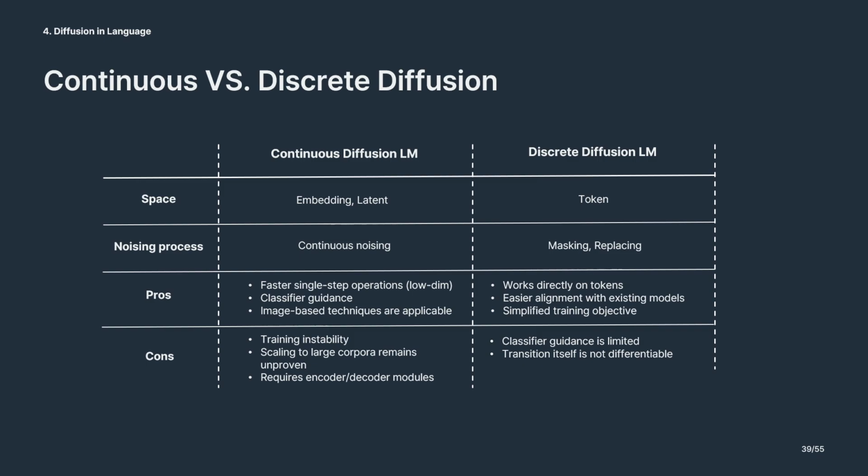Still, both have their challenges. Continuous models often suffer from training instability, require additional encoder-decoder modules, and haven't yet scaled well to large corpora. Discrete models, on the other hand, lack differentiability in their noising process and offer only limited classifier guidance. Finally, while both approaches are actively explored, discrete diffusion models have seen broader adoption recently, thanks to their compatibility with existing NLP models and training pipelines.